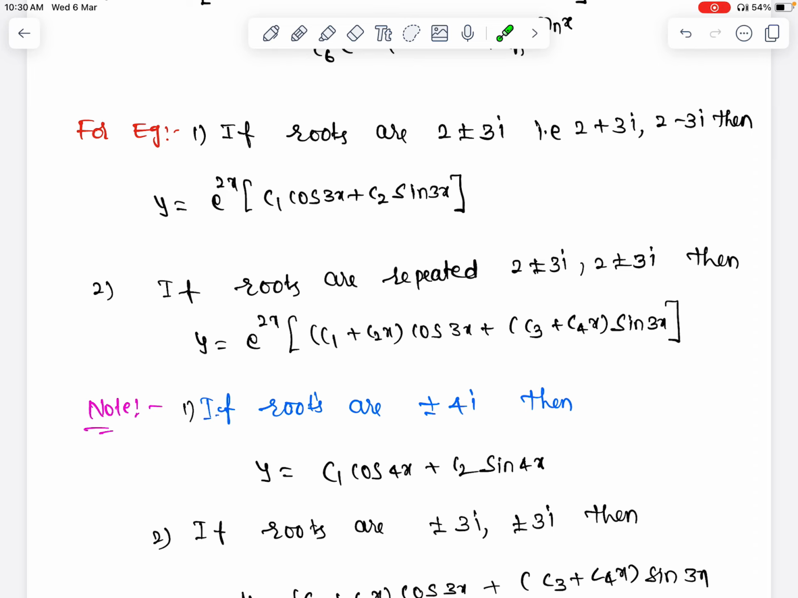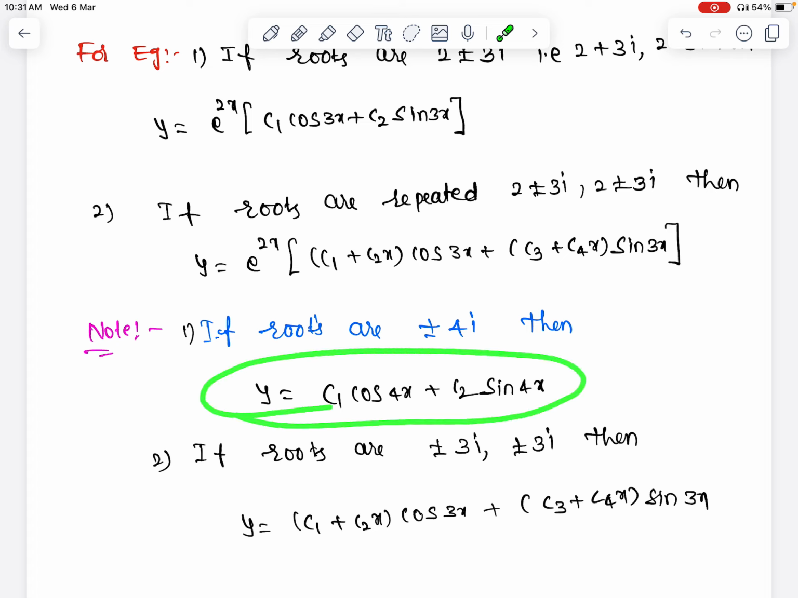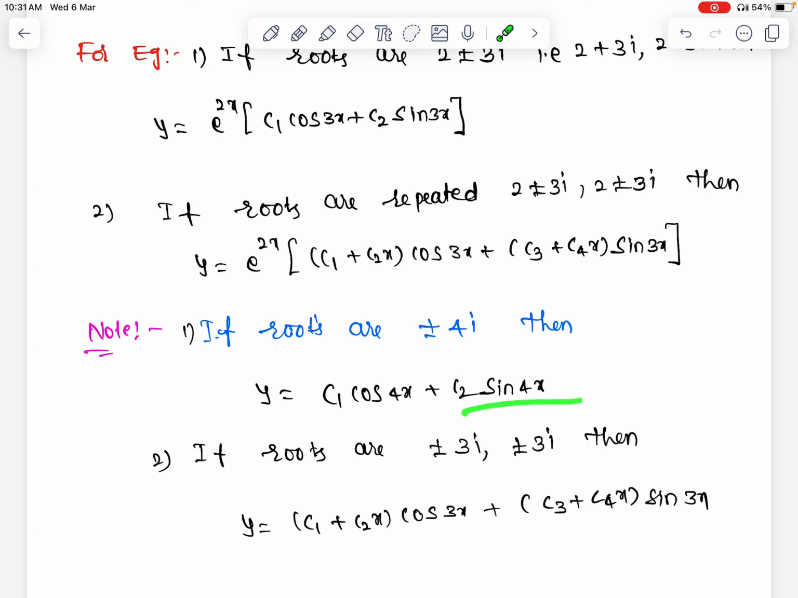Then, for example, sometimes we may get roots without a real part, only the imaginary part. Only imaginary part means here the real part is 0. That means e power 0 is 1, so no need to write it. Here C1 cos 4x plus C2 sin 4x. That is the general solution when roots are only imaginary.